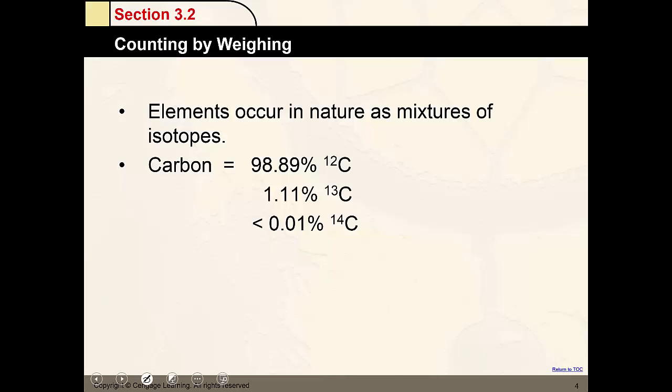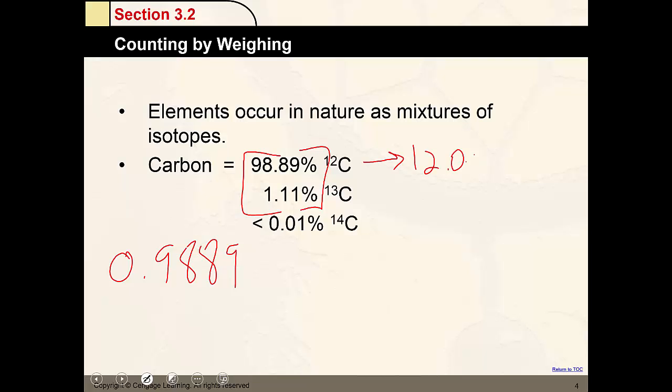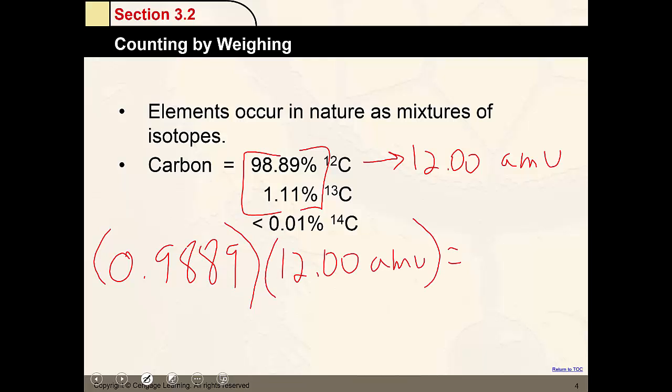So here we have to convert each of these percentages to decimals. So 98.89% divided by 100, we get 0.9889. And here the actual atomic mass of carbon-12, we said it's exactly 12. So for this one, it's exactly 12.00 AMU. So here we multiply the decimal, the percentage of that isotope, multiply by the actual atomic mass. We get 11.87 AMU, the correct number of sig figs.